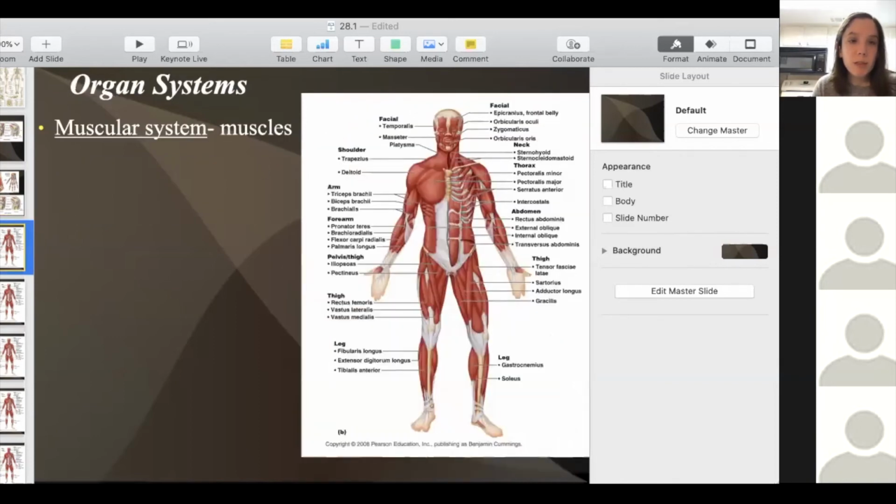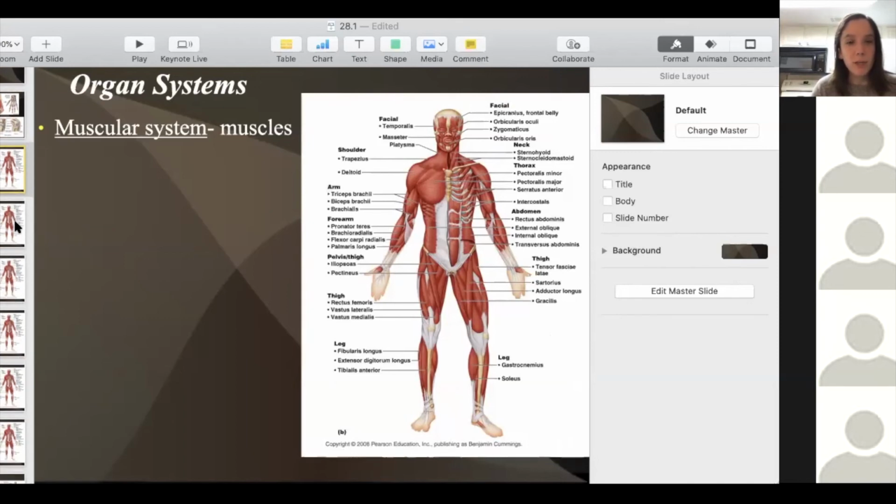The next system is the muscular system. So that would include all the muscles. You have about 700 muscles in your body. Now, it depends on the person how many they have. So that's why we don't have an exact number of muscles, because with the genes that you have, you'll have a little bit different amount of muscles compared to another person.